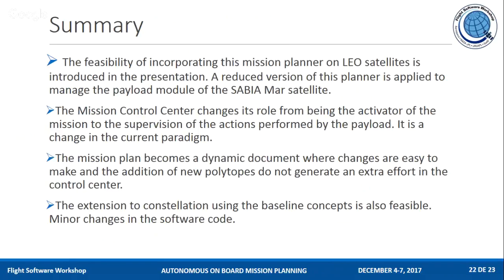To conclude, the mission center changed its role from being the activator of the mission to just supervising the actions of the onboard planner. Then the mission plan became like a dynamic document where changes are easy to make, and the addition of new polytopes should not generate an extra effort in the control center. So if there is a new area of interest for the science people, they only need to define the polytope and then the actions to execute for this polytope or area of interest. The mission center will send the command to configure and to add this new polytope to the onboard planner. That's the idea.